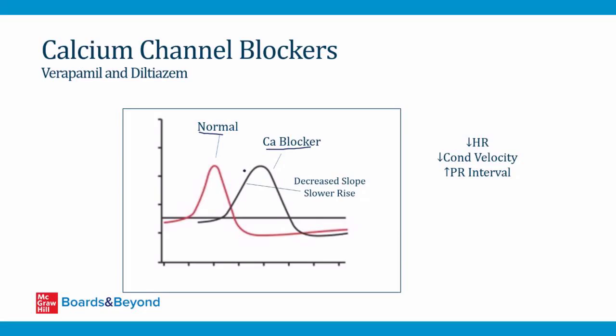And so here's a drawing of a normal action potential and the action potential of a person on a calcium channel blocker. The main effect is here in phase 0. It's high yield to know that for your boards. So in the SA node, that's going to slow the rate of depolarization and lower the heart rate. And in the AV node, it's going to decrease conduction velocity and prolong the PR interval on EKG.